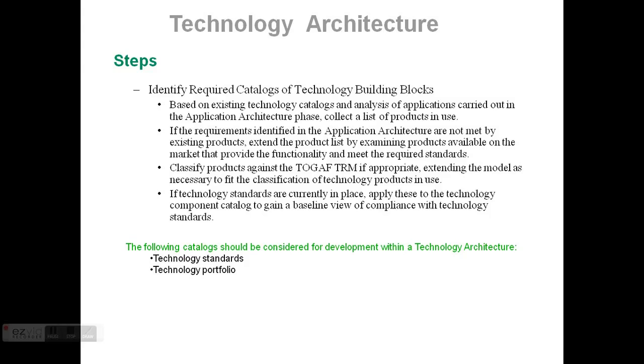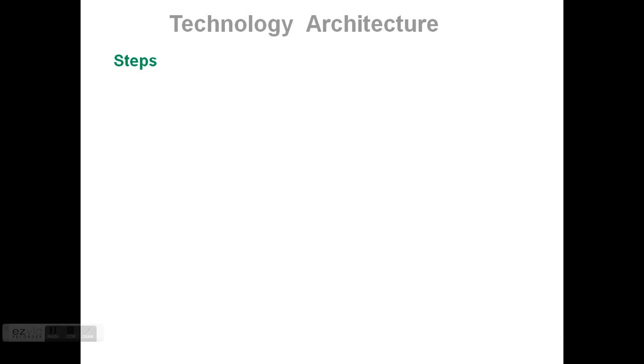These two categories could be considered for developing within the technology architecture. One is the technology standard, and the other one is the technology portfolio. Technology standard is about what is the best choice in terms of generic concepts and technology itself, and the technology portfolio means what do we want it to look like, and what set of technologies we're going to be adopting.